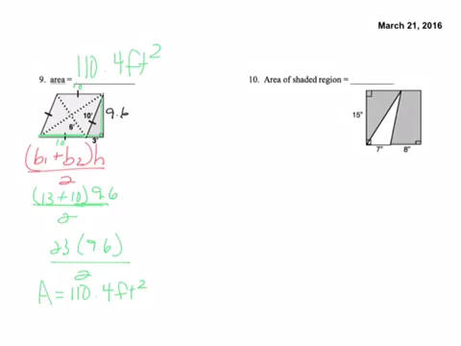Looking at number 10, I have to find the area of the shaded region. So I can do this, again, a couple different ways. I like to take the whole big area of the square, and I know it's a square because this is the same as this. So those two sides are the same, therefore it's a square. So looking at the area, s squared, so 15 squared equals 225. So the area of the whole big square is 225, and that is not feet but inches squared.